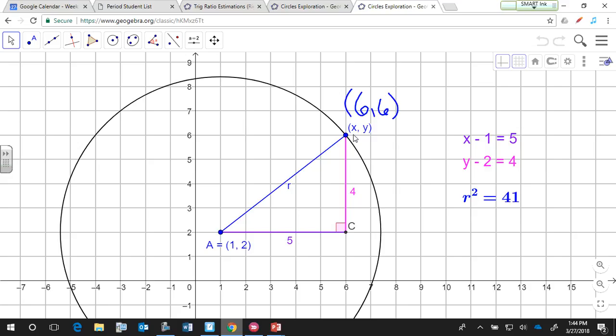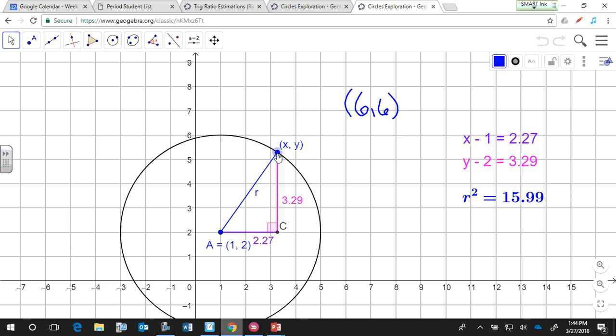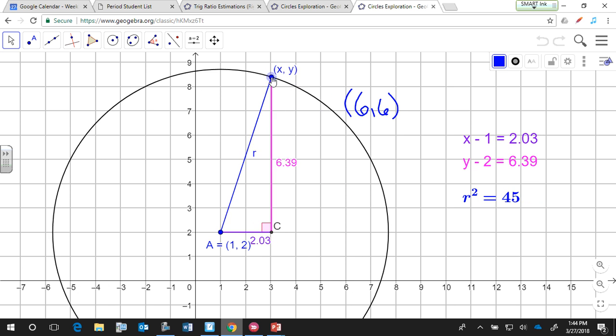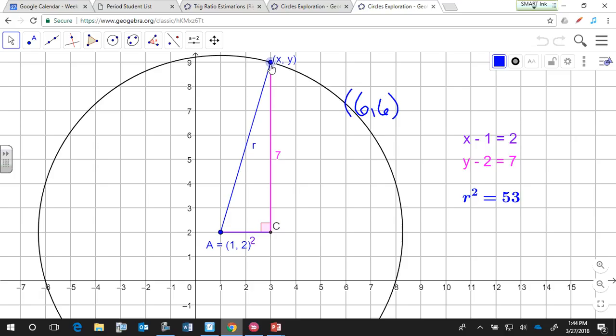Okay? Now, watch what happens as I move this point. We can stretch it out, bring it in, right? Here's my new point. I'm at 3, 9 now. The distance between the x's, the change in x, the change in y, squared each gets me my r squared. 49 plus 4 is 53.